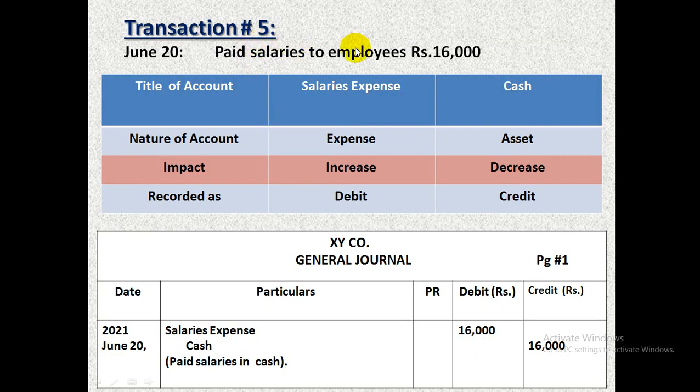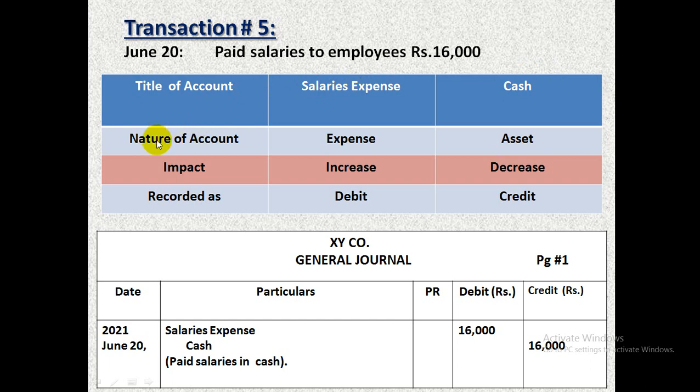Let's see what two accounts are involved when we are recording this entry. Whenever we pay salary to employees, we term it as salaries expense. Because the salaries are paid in cash, the second account involved will be cash. This is the amount of transaction. Two accounts which are involved in this transaction are salaries expense and cash.